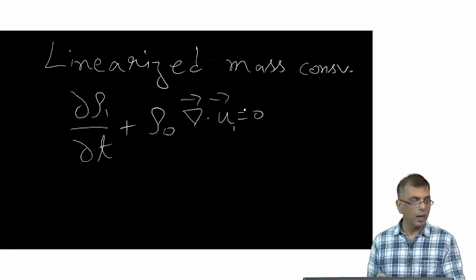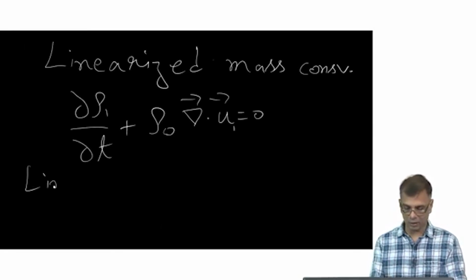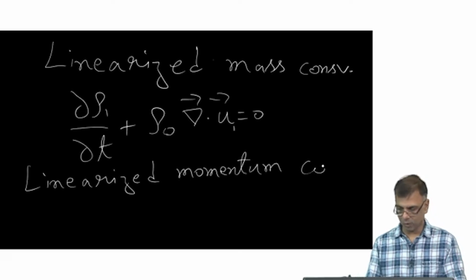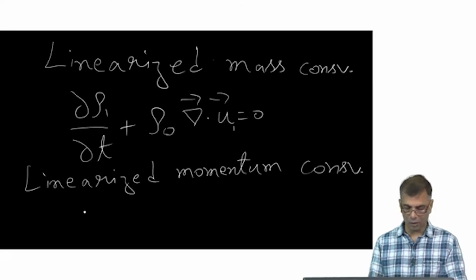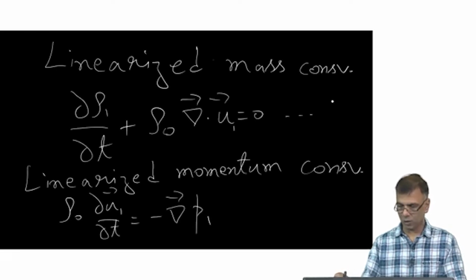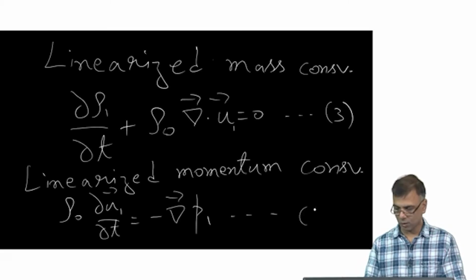That's one thing, and the linearized momentum conservation equation becomes rho naught times, so this would be equation 3 and equation 4.